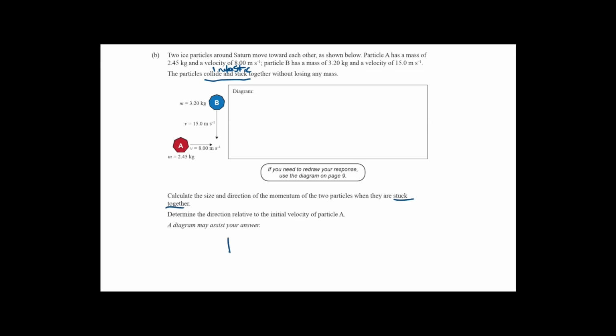So the momentum of A plus the momentum of B must be the same as the momentum of A and B together after the collision. But notice that they're going at right angles to each other, so the angle is going to matter. So let's do a momentum arrow for that. So here is A. It's moving at a velocity of 8 meters per second, so it's in our SI units, times 2.45.